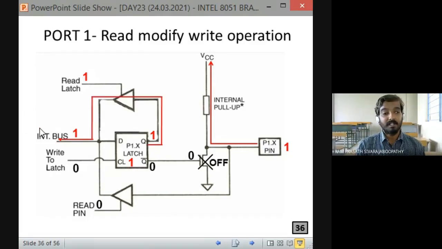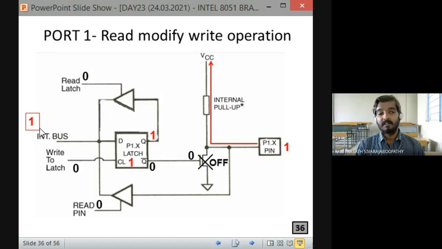Fine. Until it is read, what happens? The read latch is enabled. Once the read is completed, the read latch signal gets disabled. Now all 3 signals are disabled. The content is read. Fine. CPL, what is the meaning of that? Complement. The data gets complemented in the internal CPU. So now 1 becomes what? 0. Now this modified data is going to be written back into the port latch.